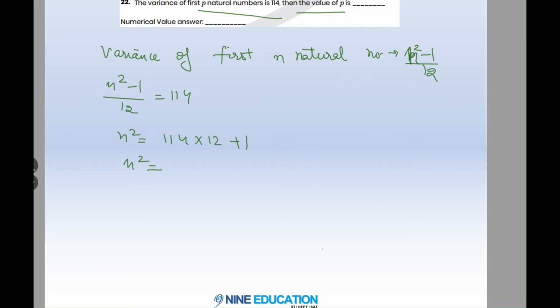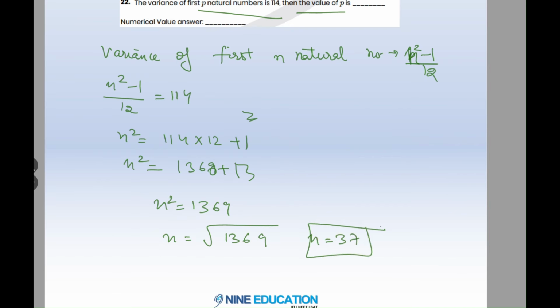114 multiplied by 12 is 1368. So this is 1368 plus 1. So n square is equal to 1369. Hence n is the square root of 1369, which is 37. So the answer is n equals 37.